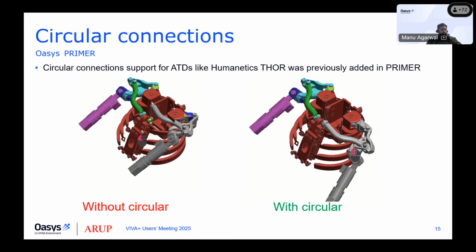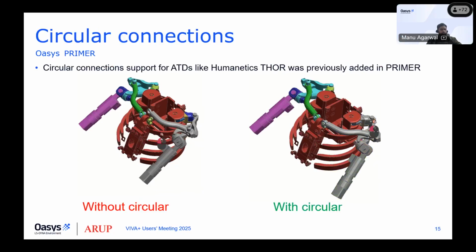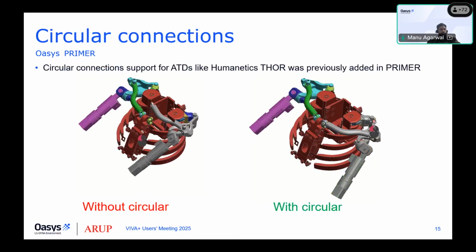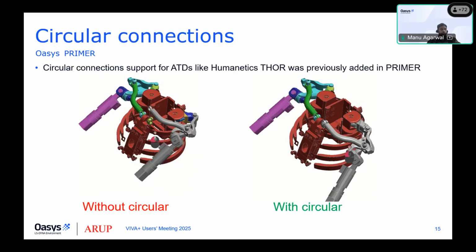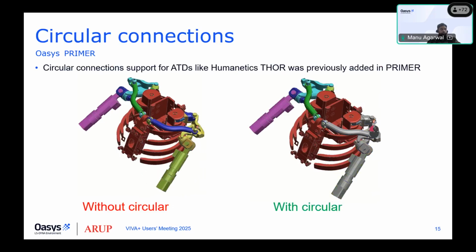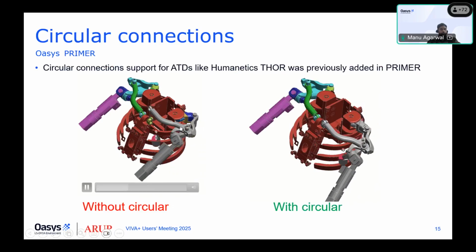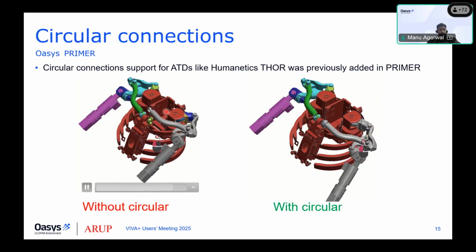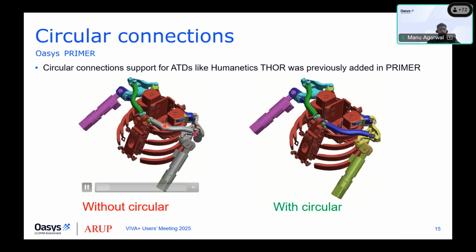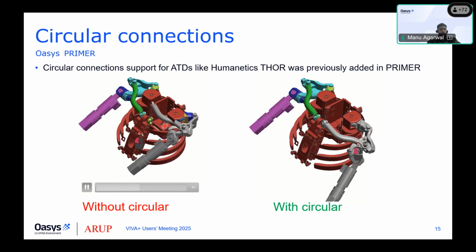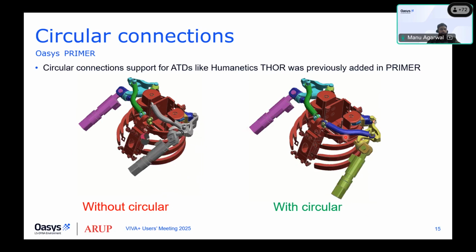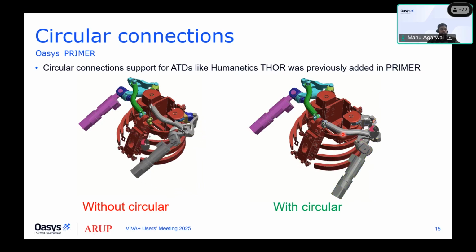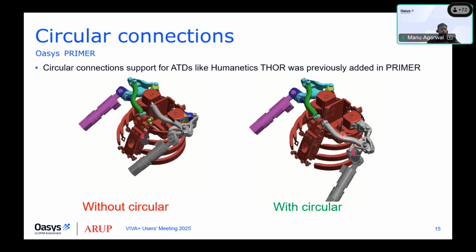Next is a quick walkthrough on circular assemblies. We introduced circular connections within the HBM and dummy assemblies for ATDs like Humanetics Thor, which was done to support the positioning of the clavicle. So the clavicle here is not connected if it is just a single one-way connection. So we provide a two-way connection, a multi-way connection, where the clavicle and the arm assemblies are connected with the thorax assembly and they move in a more realistic way.